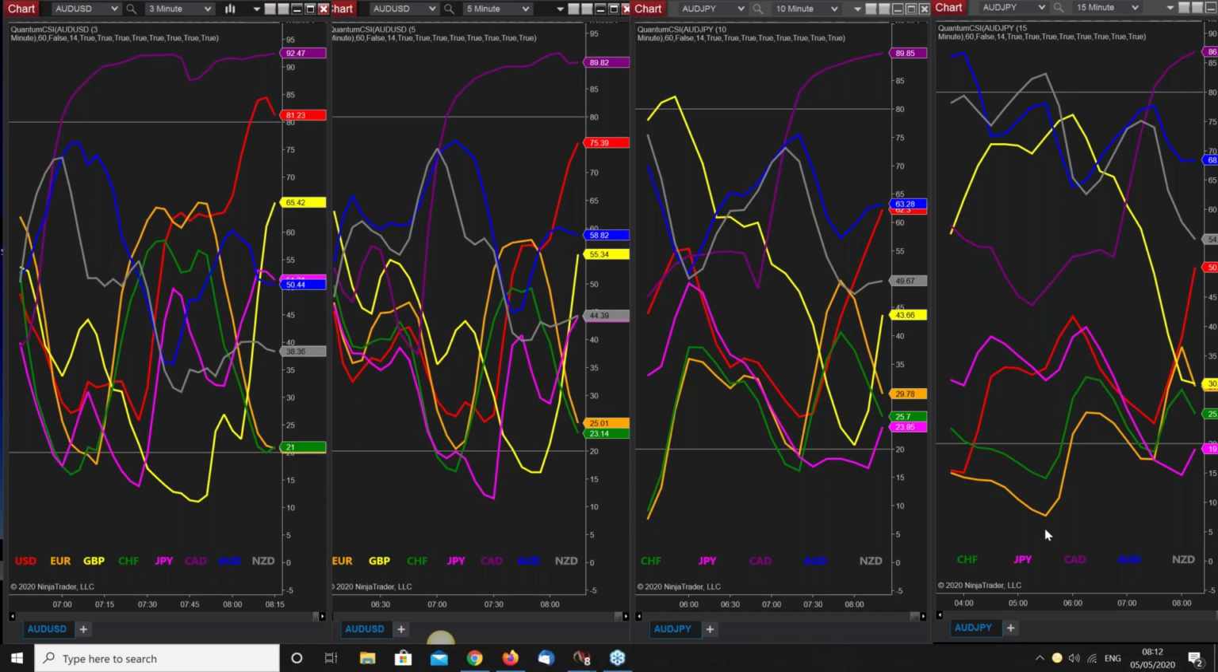This is the currency strength indicator on multiple time frames. So I've got the 3-minute, the 5-minute, the 10-minute, and the 15-minute. And what this gives you is an instant visual on all the currencies, the major currencies individually, the building blocks of the market. And what we're seeing right now is we've gone through the London Open.